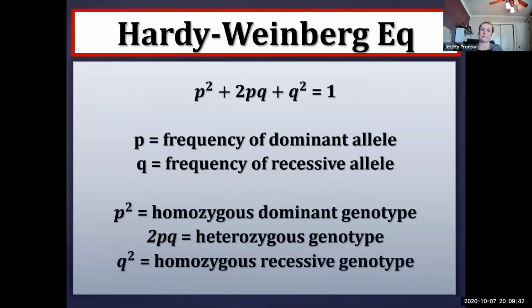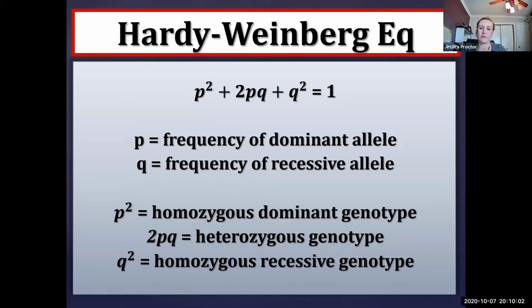Some other basics that we need to keep in mind. We obviously need to know the equation itself, and we need to understand what each variable and what each part of the equation represents. So the equation itself is p squared plus 2pq plus q squared equals 1.